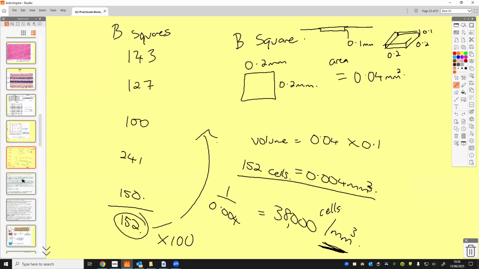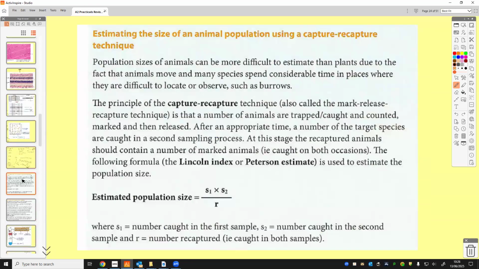The other one they could ask you is the capture-recapture technique. Okay, and that is you take the number in your first capture that have been caught, your first sample, multiplied by the number in the second sample, divided by the number that have been recaptured.